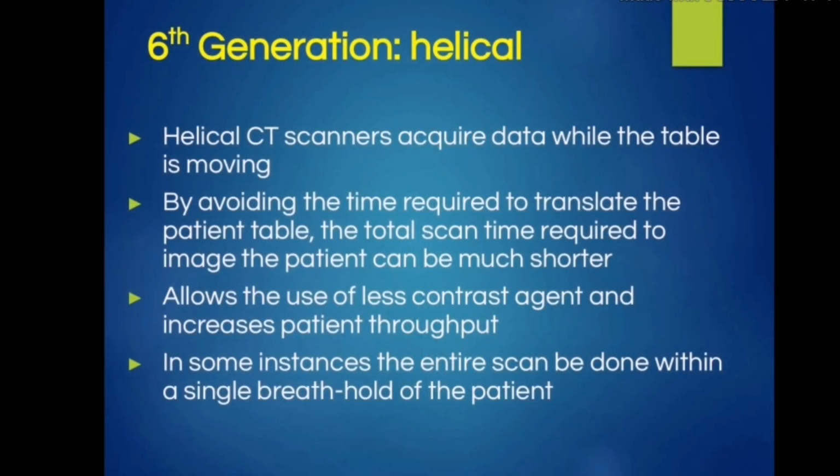The sixth generation, or the helical CT scanner, acquires data while the table is moving. By avoiding the time required to translate the patient table, the total scan time required to image the patient can be much shorter. This allows the use of less contrast agent and increases patient throughput. In some instances, the entire scan can be done within a single breath hold of the patient.